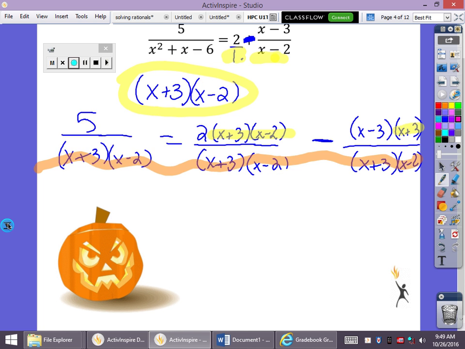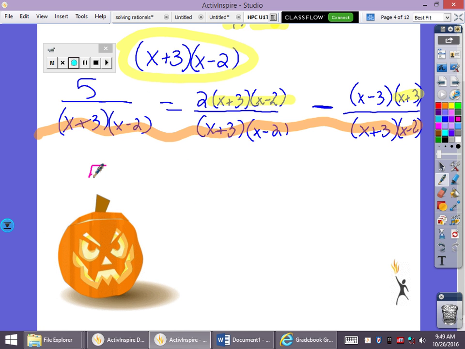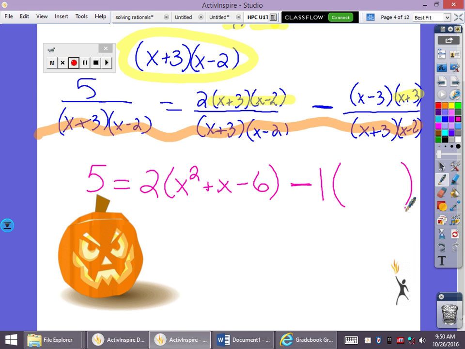All right. So now I have 5 equals 2 times, I'm going to go ahead and do FOIL. That brings me back to that x squared plus x minus 6, right? When I multiply, use FOIL. Okay, minus, now, I'm going to put a minus 1 so you guys remember to distribute that negative because it gets ugly when you forget that. So what is x minus 3 times x plus 3? It's one of the shortcuts. X squared minus 9, okay?